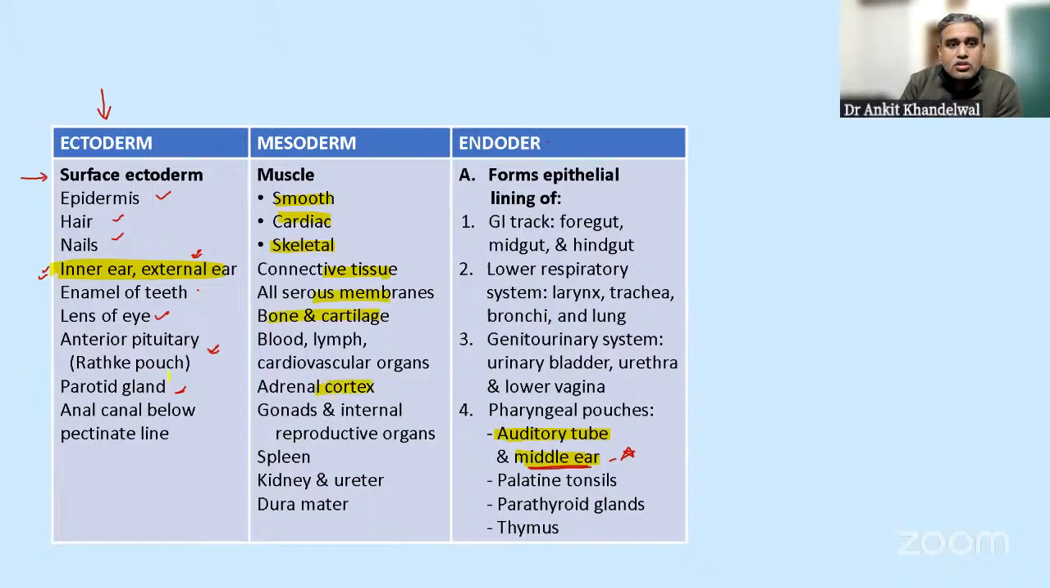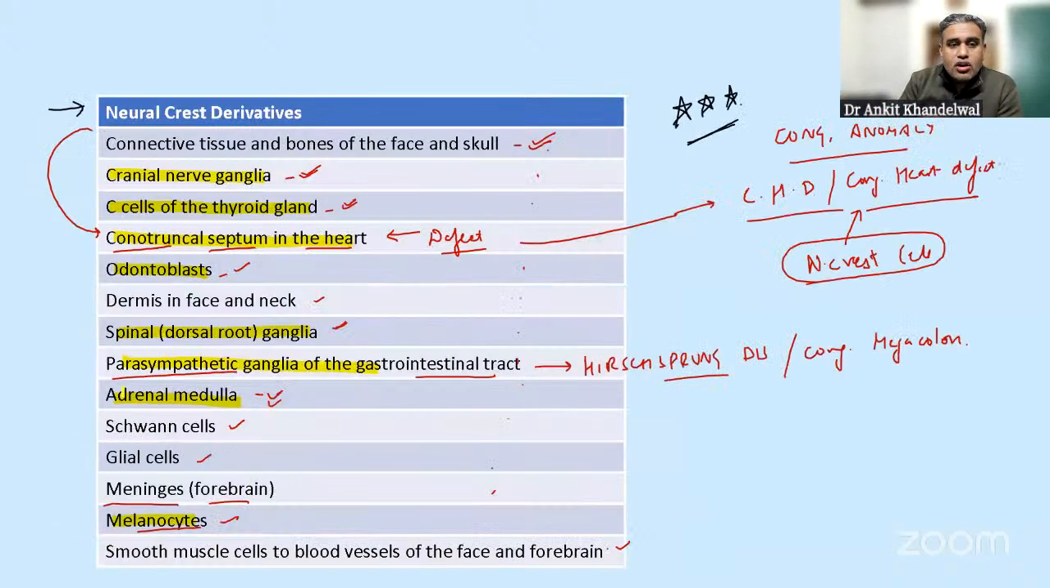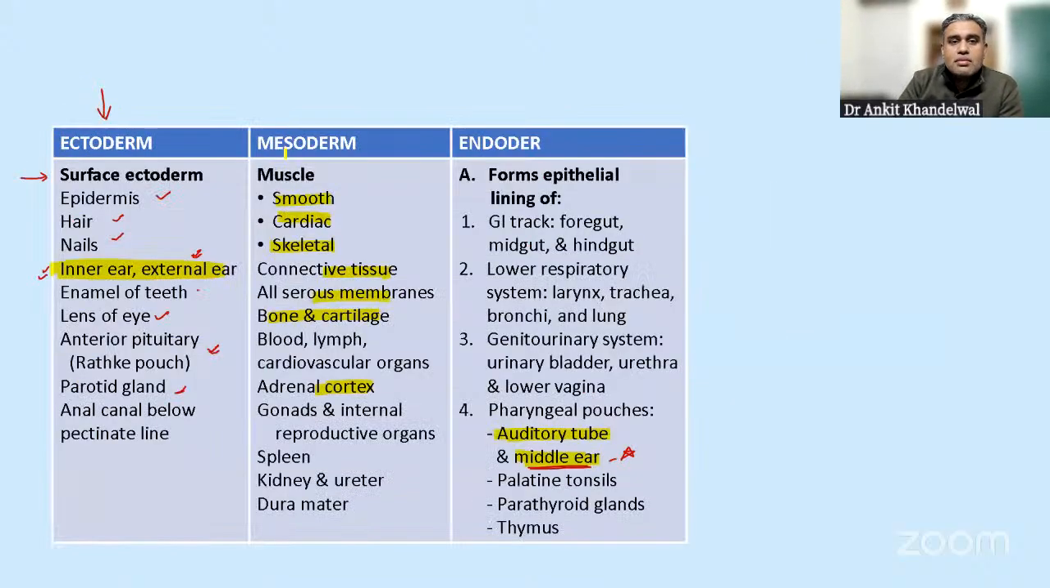Now see adrenal cortex over here and look at the adrenal medulla over here. So the question comes, the adrenal gland is derived from, you will say it is coming from neural crest also, and it is also coming from the mesoderm. Cortex comes from mesoderm, medulla comes from neural crest. So gonads, intermediate mesoderm; kidney, intermediate mesoderm; spleen, mesoderm; dura mater. So this is all about the mesoderm part.